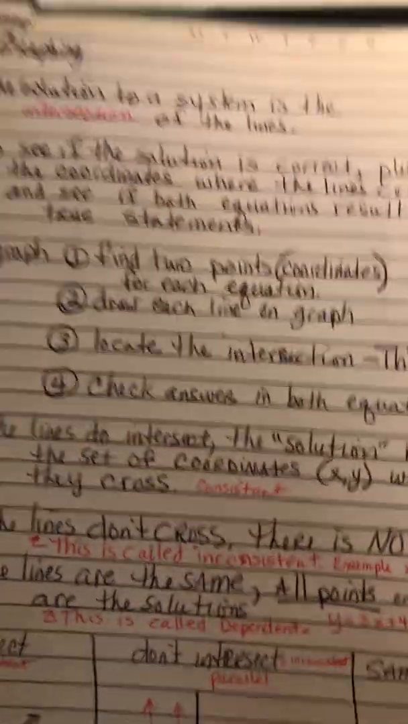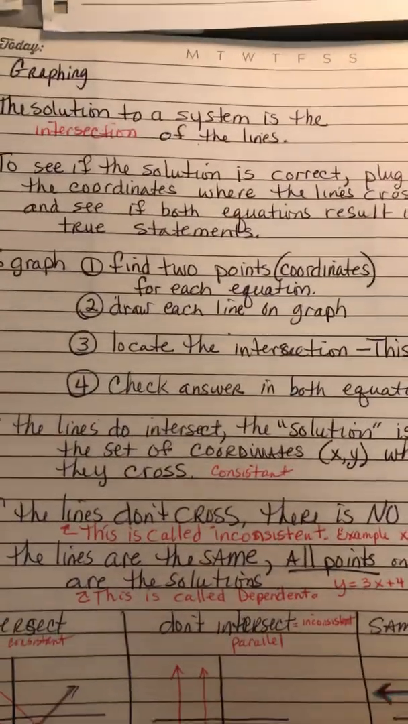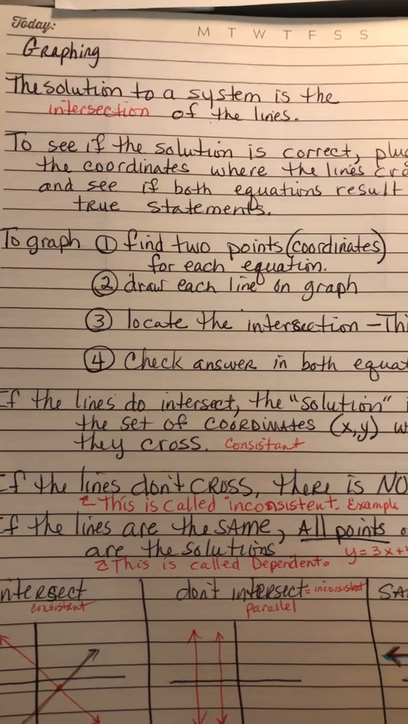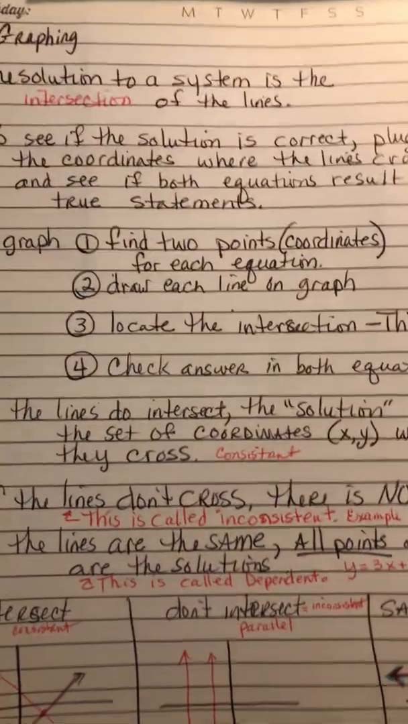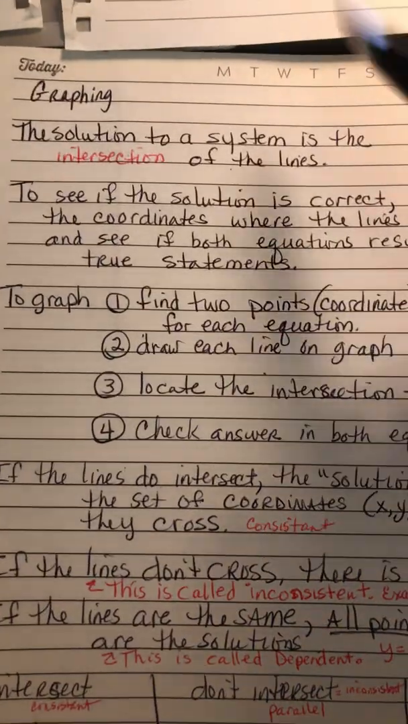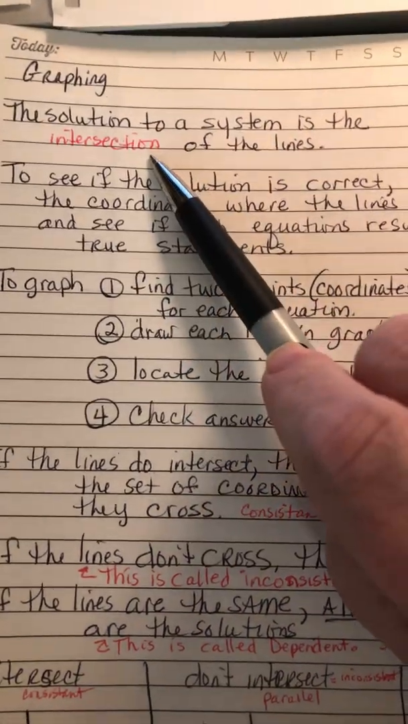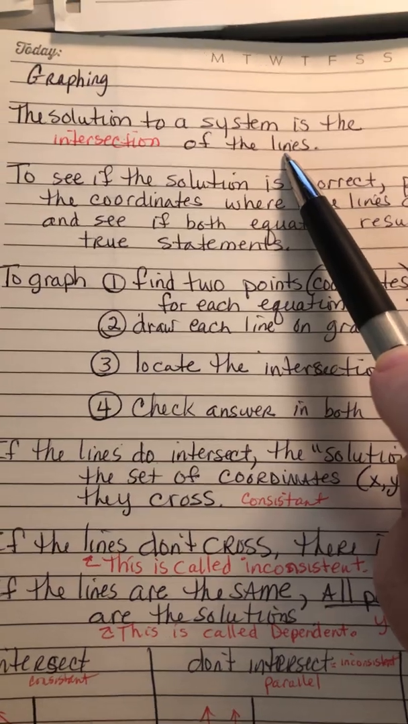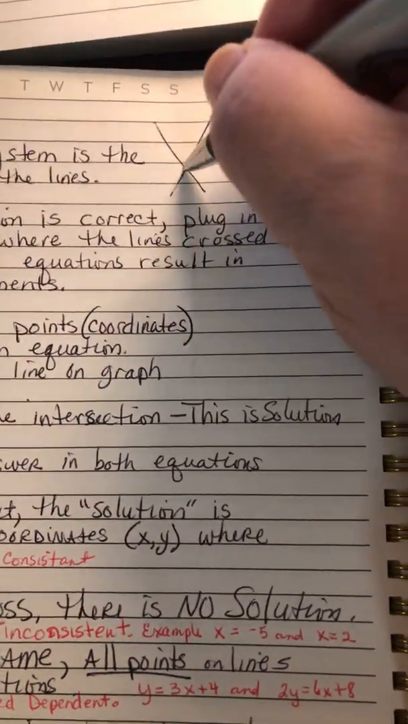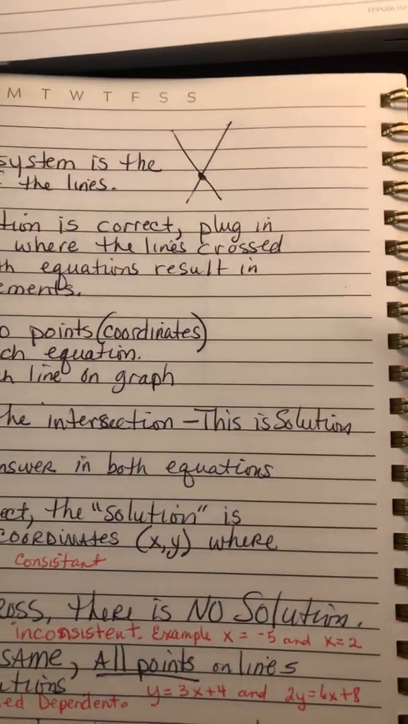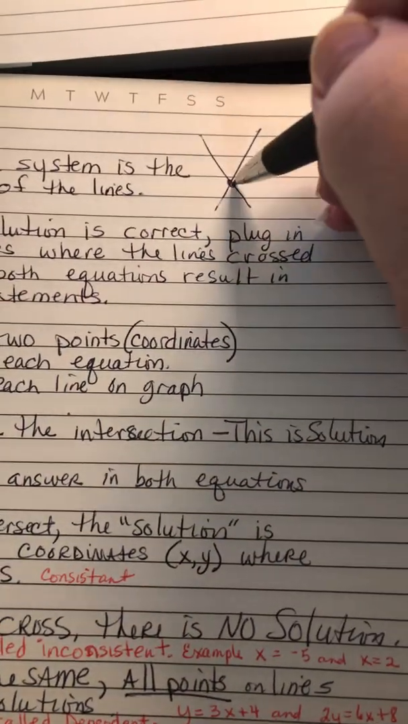I know not all of you have the notebook, but there were some things that it was asking on there that I want to make sure those of you who do have the notebook understand, okay? The solution to a system is the intersection of the lines. So I told you, where they cross each other on the graph. This spot right here is the intersection, and that's the spot that is the solution.